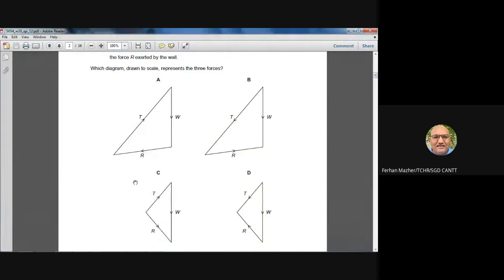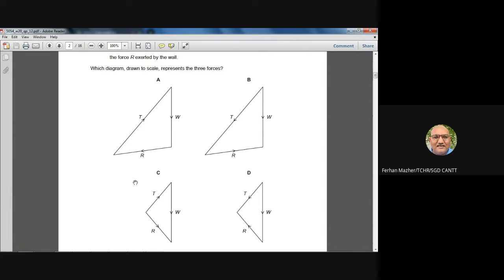It's a little tricky question. The head to tail rule is used, and I can explain it again. In the head to tail rule, when you add three vectors and you want the resultant to be zero, the important thing is we put the tail of the second vector on the head of the first vector, and on the head of the second vector, we put the tail of the third vector.